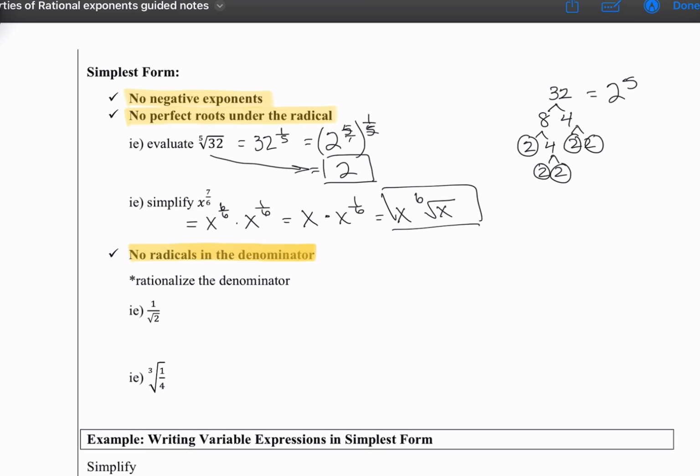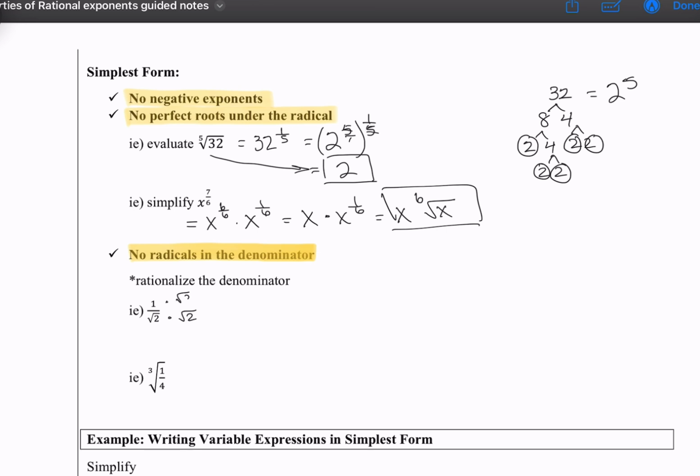So when I look at 1 divided by the square root of 2, there's really not much that I can do to simplify that, but I do notice that I have a radical in the denominator. So in order to undo that radical in the denominator, I'm going to have to rationalize the denominator. And basically what you do is you multiply by some form of that radical so that that radical doesn't exist anymore in the denominator.